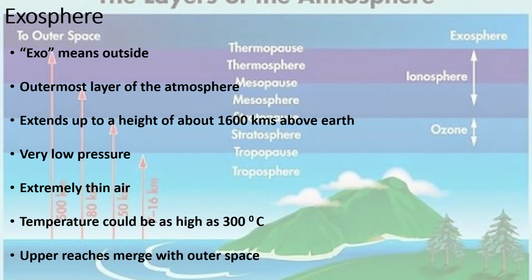Exo means outside. So this layer that we have, the exosphere, is the outermost layer of the atmosphere. It reaches up to a height of about 1600 kilometers. Okay, and this layer has got extremely thin air and very low pressure. Temperatures can be as high as 300 degrees centigrade. And we cannot say, okay, so till here is the exosphere and this is outer space. It doesn't work that way. The exosphere, because it is filled with very thin air and very low pressure, gradually peters out. It gradually merges with outer space. Okay, you can see it out in the background too.